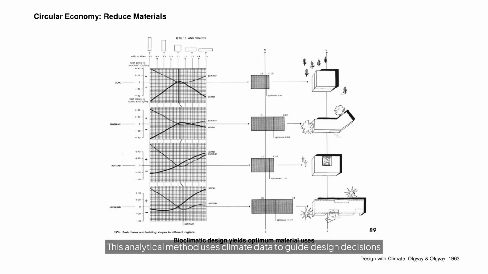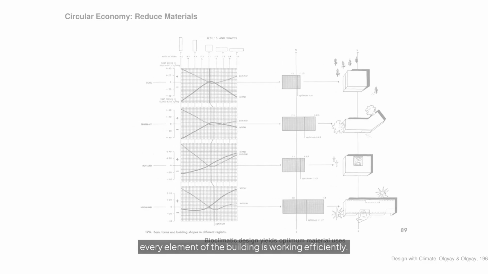This analytical method uses climate data to guide design decisions for energy efficiency and user comfort so that architects can find solutions that fit the environment. The result is often an optimal use of materials. You put materials where they matter most for comfort and structure and avoid adding superfluous systems. Bioclimatic design yields optimum material use. This means that when you design in harmony with the climate, every element of the building is working efficiently.